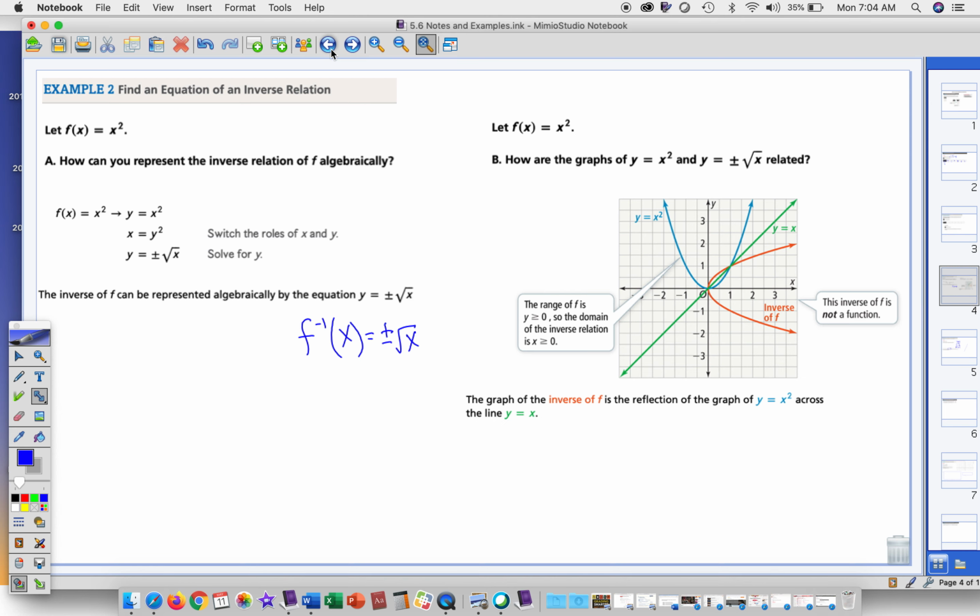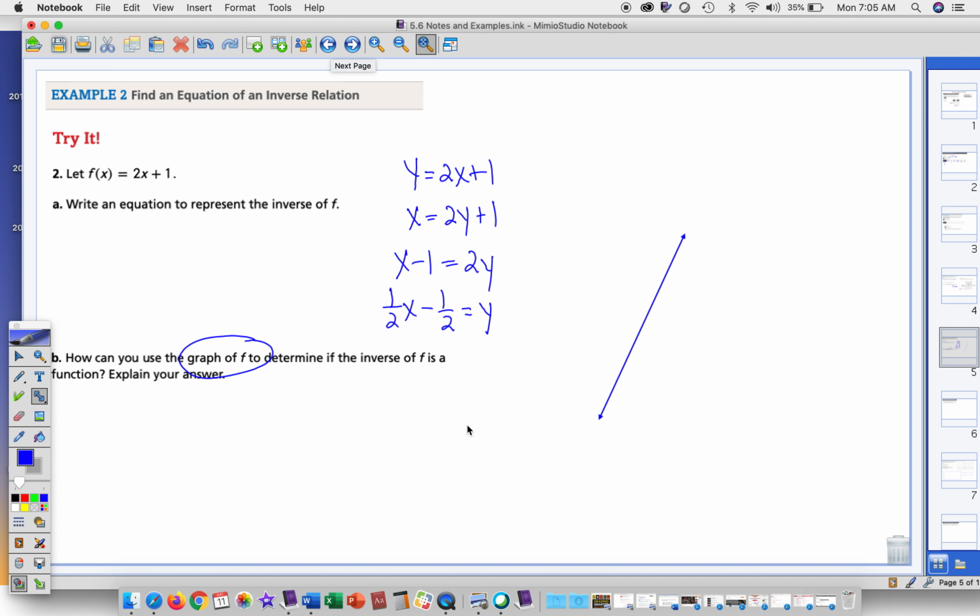Because if we go back to this picture, notice here how x squared, that would fail horizontal line test. If I draw a horizontal line, I'm going to go through 2 points, right, on x squared. That means that the inverse would fail the vertical line test, which it does. So we can test the original graph using the horizontal line to determine whether if its inverse is a function or not. So any graph that fails the horizontal line test, its inverse is not a function.